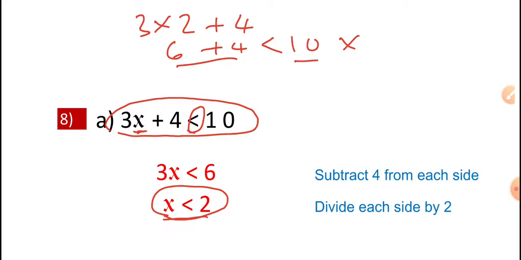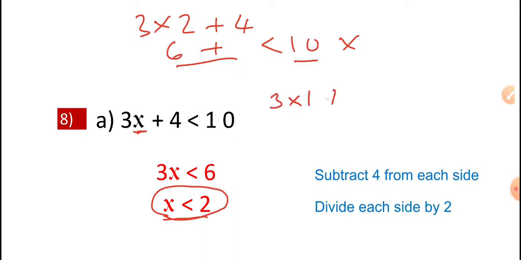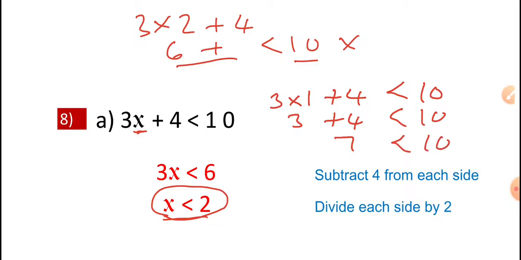So let's try it now with x equal to 1. Instead of 3 times x, we're going to write 3 times 1, add 4, and we want the answer to still be less than 10. Well, 3 times 1 is 3. So you can see 3 add 4 is 7, and 7 is less than 10. So this time round, the inequality is true, it is correct. So you can now substitute x with any number less than 2, so 1 or less, and this inequality will always be correct. If you put a number which is equal to 2 or more, then the inequality will no longer be correct, as we showed here.